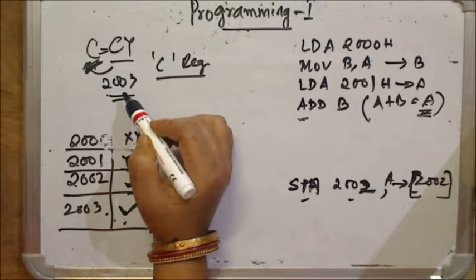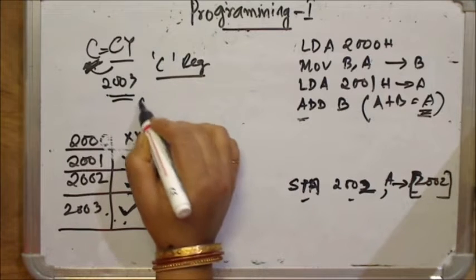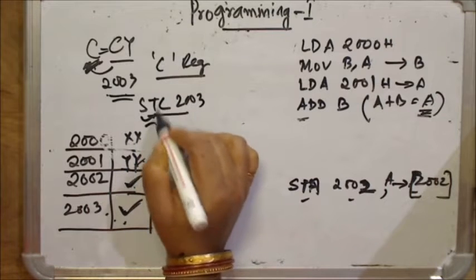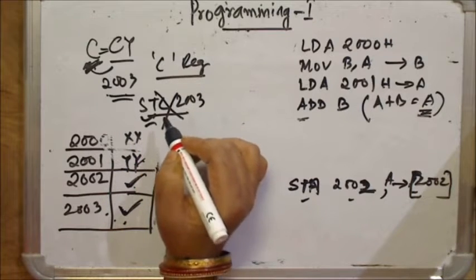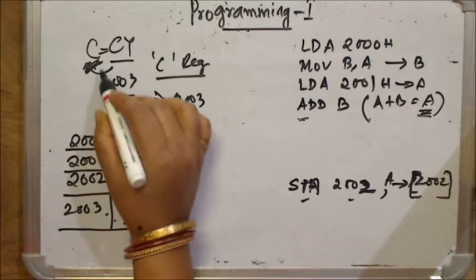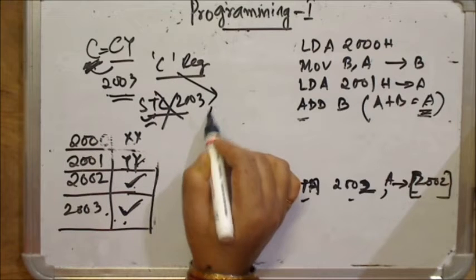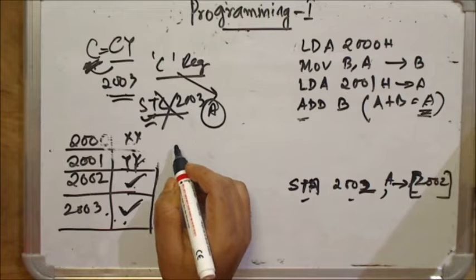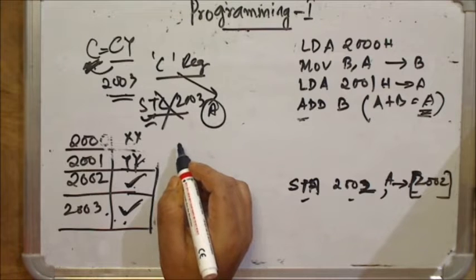How are you going to put it in 2003? By writing STC 2003. Is there any instruction like STC 2003? No. So if you have to take the carry into 2003, you have to first move the carry from register C to A. Then from A you store it at 2003.